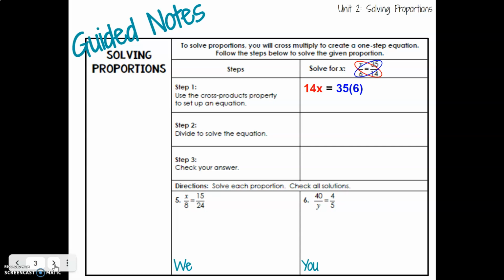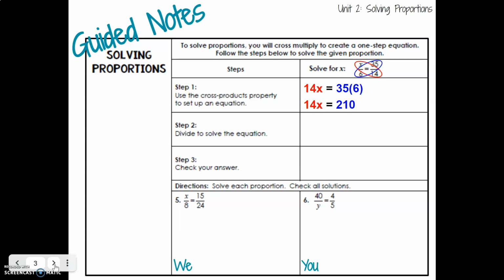Notice how everything circled in red is on the left side, everything circled in blue is on the right side, and we're multiplying those together. So the first step is to multiply 35 times 6 and bring everything else down. I still have 14 times x, or 14x, because when they're side by side, they're multiplying, equals 35 times 6 equals 210.